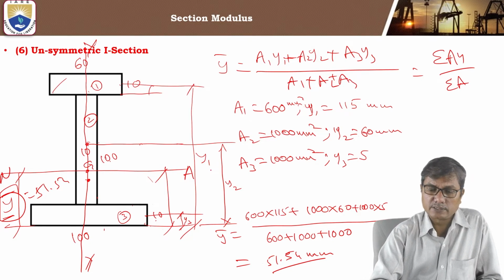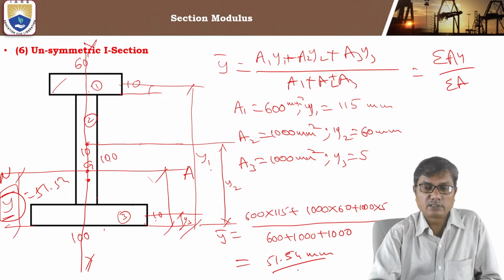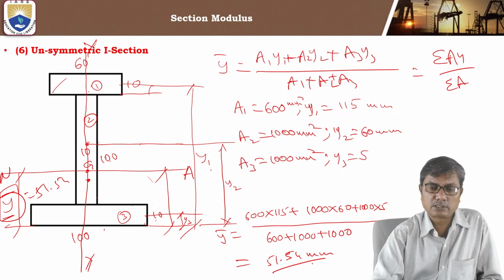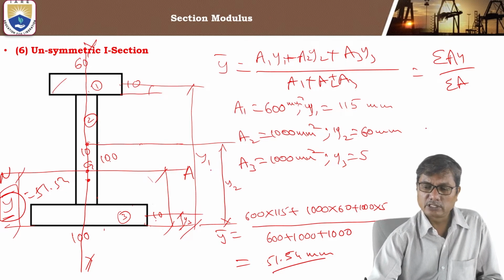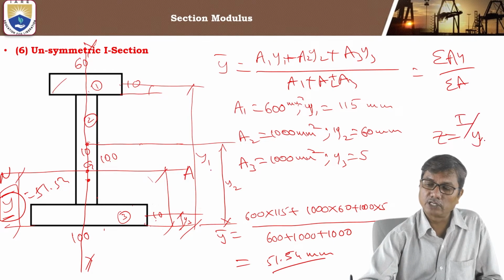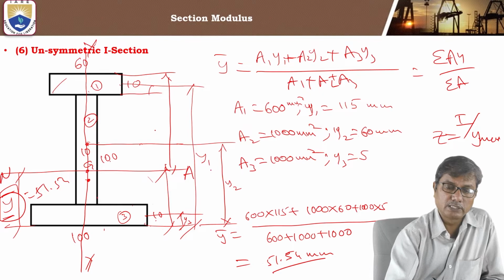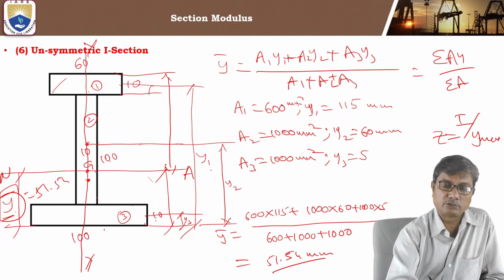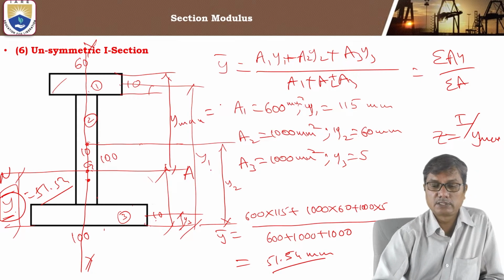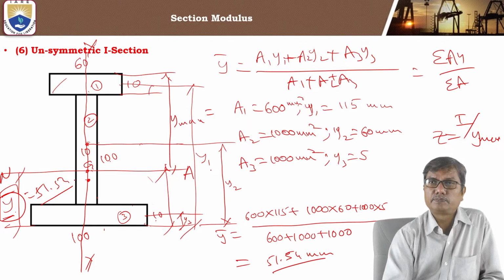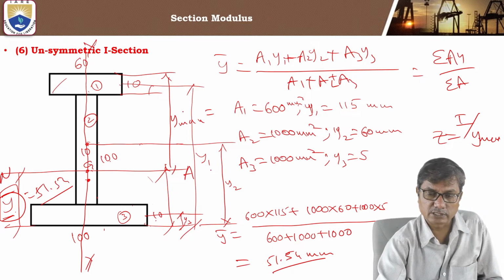And now once you locate this, the next step is to find the moment of inertia of the section about the neutral axis, because we finally want the section modulus, which is given as I by y maximum. And in this case, y maximum will be the distance of the top fiber. Y bar is the distance of the bottom fiber from the neutral axis, which is 51.54, and the distance of the top fiber from the neutral axis, with total depth 120, is 120 minus 51.54, that is 68.46.